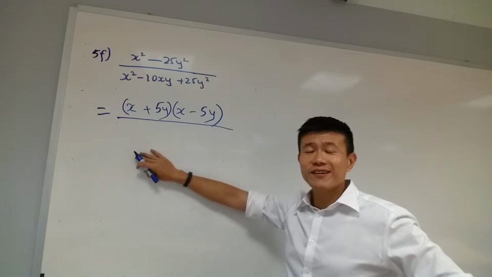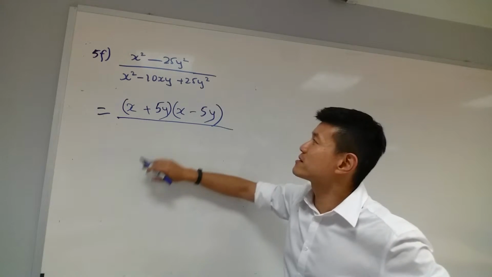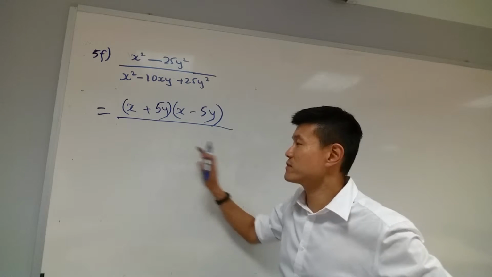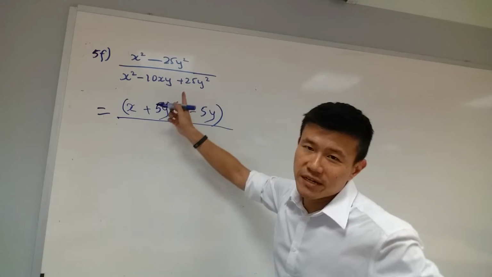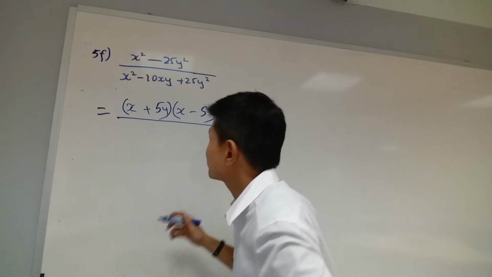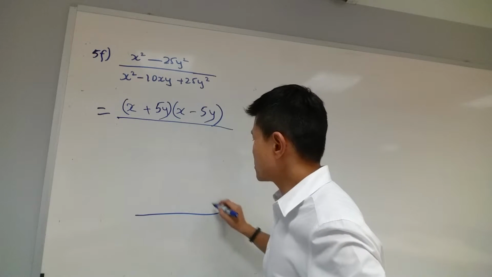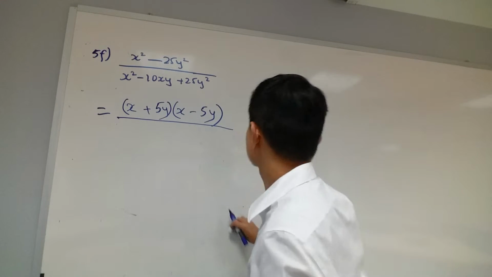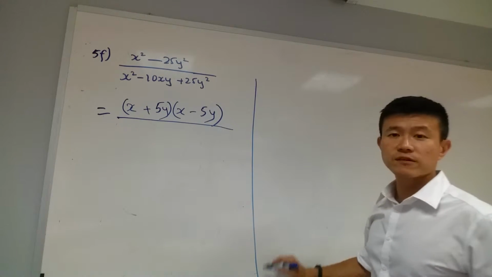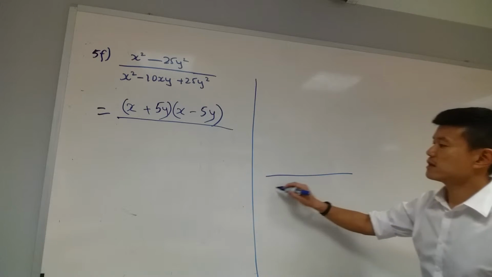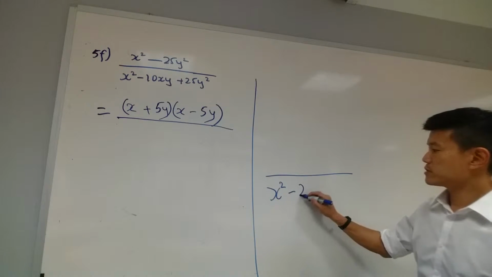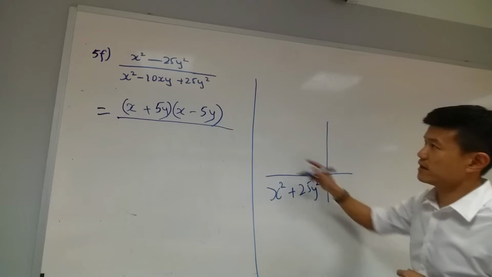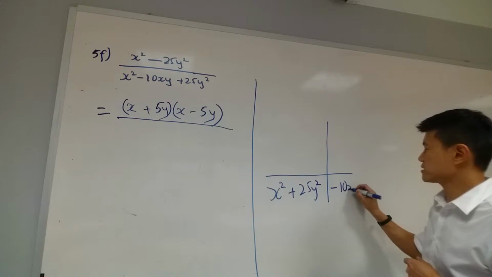Now the numerator has given us a very good clue, because the denominator needs to have at least one of these factors. So how are we going to factorize this? We can use the cross method. Let me just put it on the side so that it's not too confusing. For the cross method, I put x squared minus 10xy plus 25y squared.